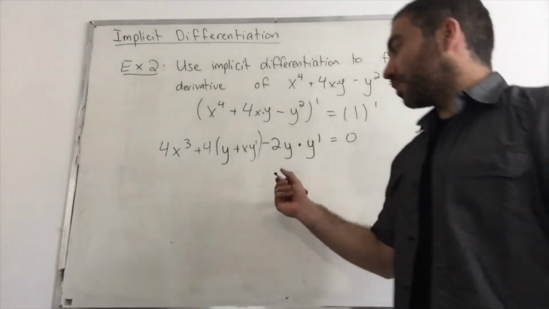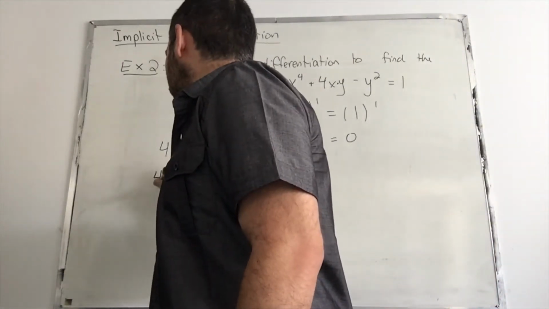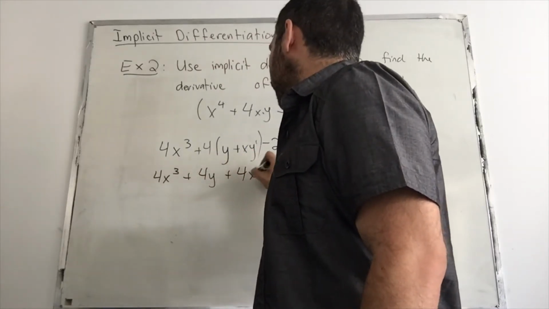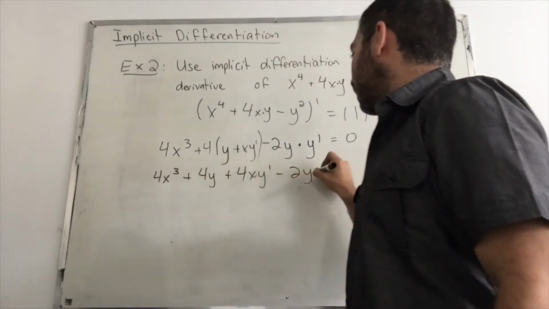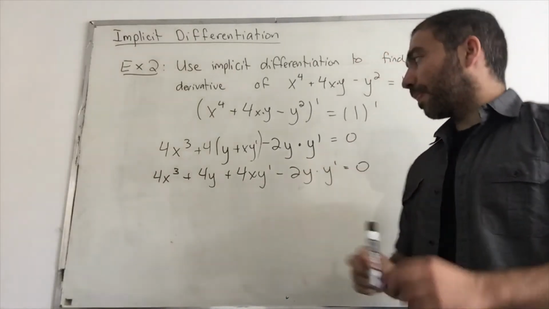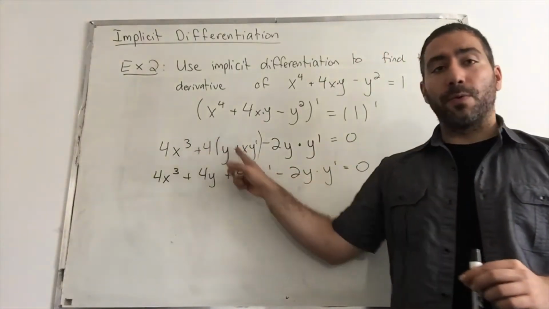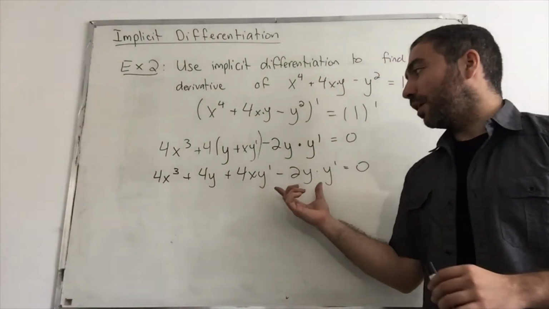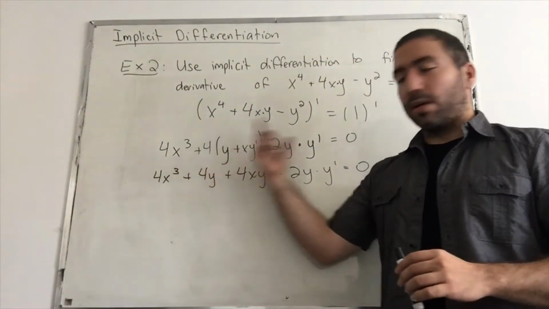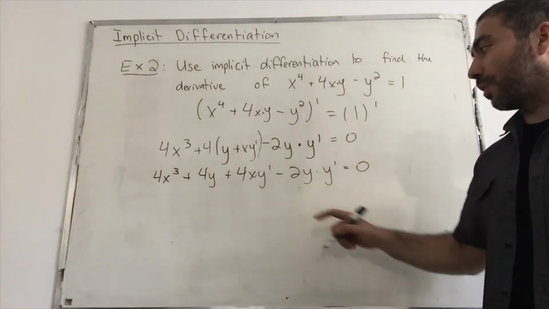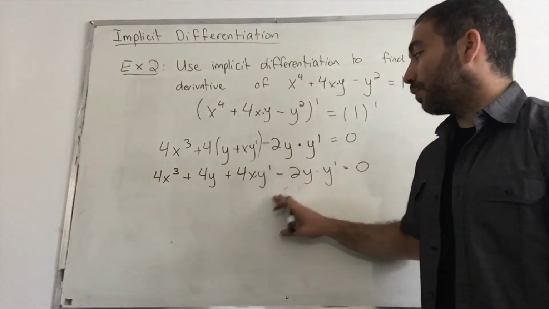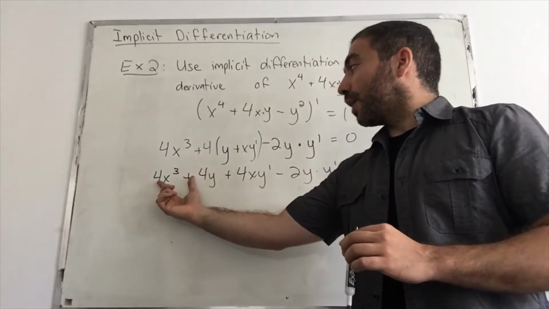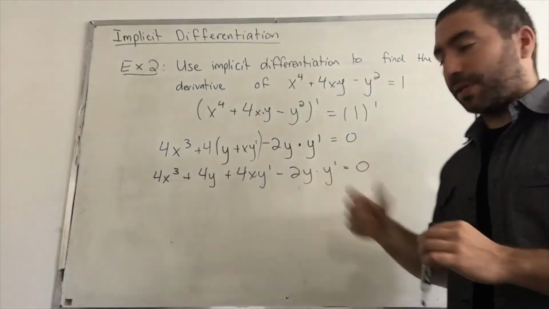And now we simplify. So we have 4x cubed plus 4y plus 4xy prime minus 2y times y prime equals 0. Okay, so I essentially just distributed the 4. Next, what we do is all the terms that have a y prime stay on the same side. All the terms that don't have a y prime are moved over, because our goal now is to isolate for the y primes. But what's weird about this example is that we have 2 y primes. How do we deal with this? Well, let's take a look. Move the 4x cubed and the 4y over on the other side because they don't have y primes.